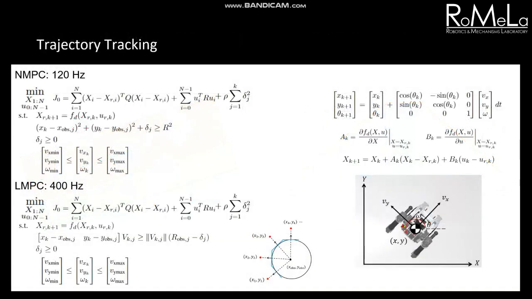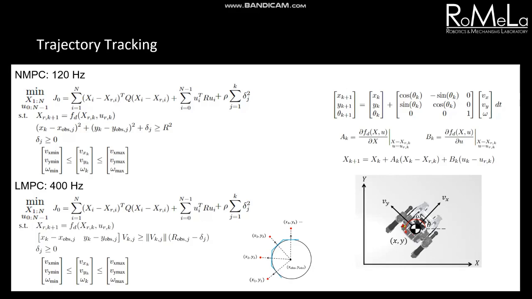In trajectory tracking, the robot might not be able to track its trajectory exactly due to its dynamic and physical limitations. We introduce a collision-free constraint to the MPC to help the robot avoid obstacles. To ensure a feasible solution, the collision-free constraints are relaxed by adding slack variable delta.